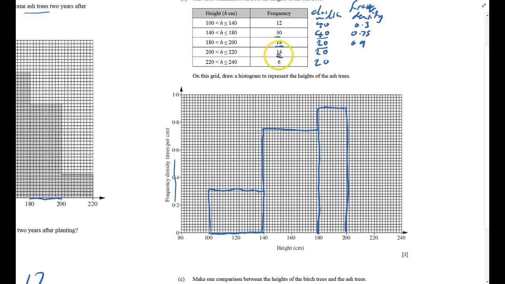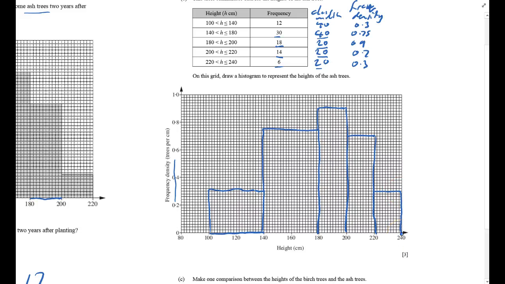Next one, frequency divided by class width, that's 0.7. So 0.7's here, there. And finally, 6 divided by 20, 0.3. Back to where we started, 0.3. Like so, it fits quite nicely.